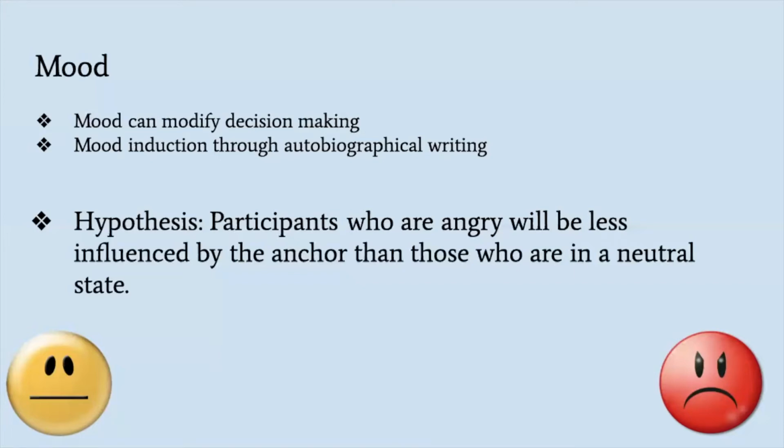Many different studies have researched the effects of mood on anchor bias through various mood manipulations, but none have compared anger to a neutral state, which is what we did. And based on previous research, we hypothesized that participants who are angry will be less influenced by the anchor than those who are in a neutral state.